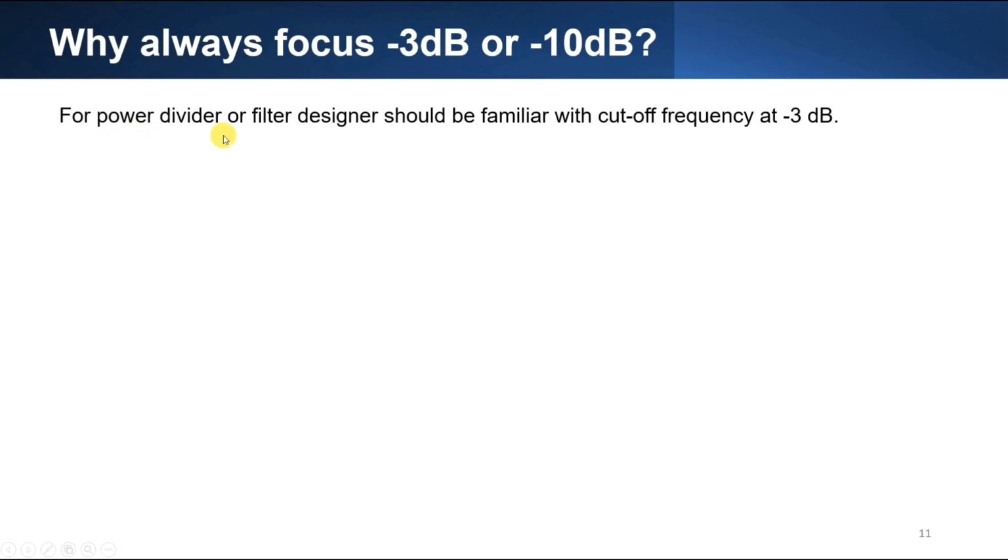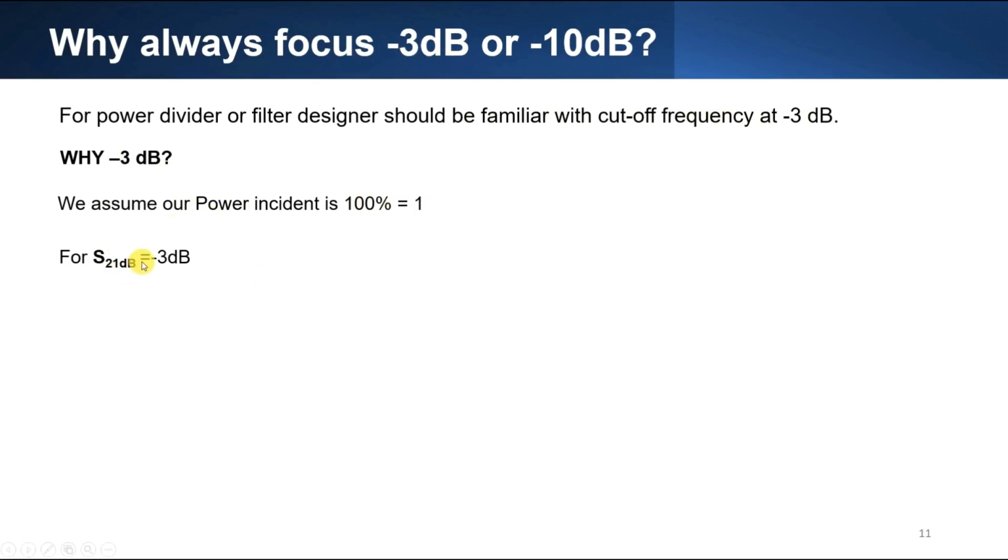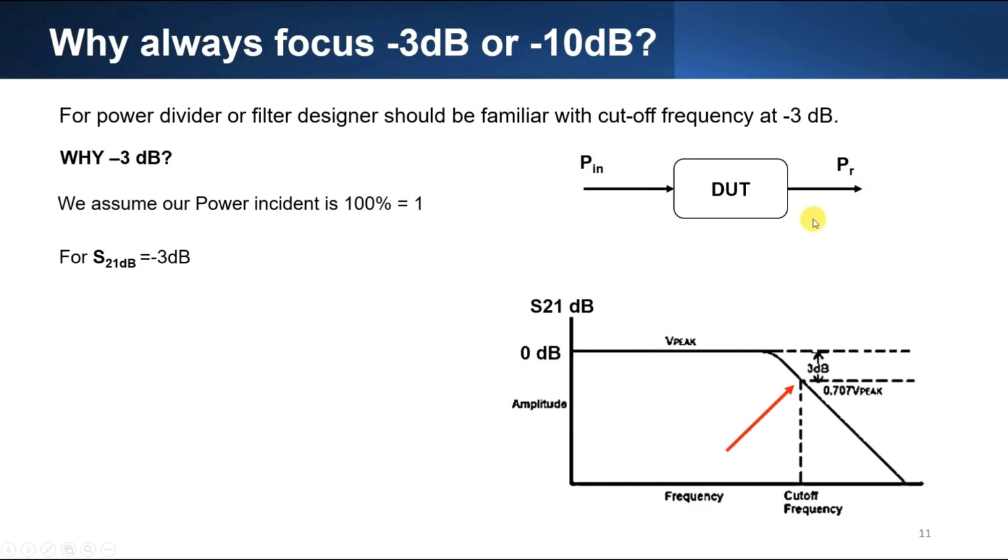Next, for power dividers or filters, a designer should be familiar with the cutoff frequency at -3 dB. Okay, so why focus on -3 dB? We assume our power incident is 100%, equal to 1. For S21 equal to -3 dB, for example, let's say this is a filter. We have a power input and then the power received here. This is the graph. It always shows the cutoff frequency at -3 dB.